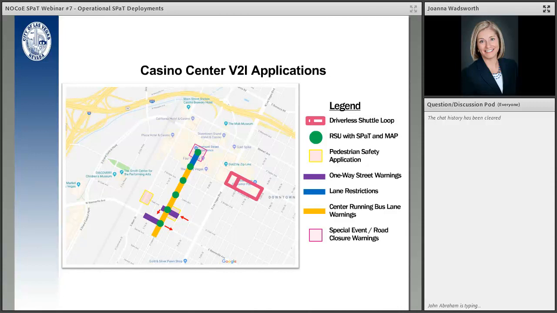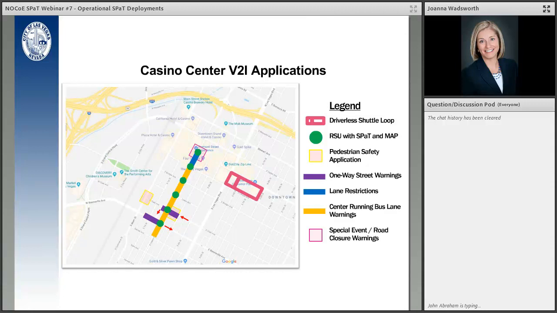Casino Center, for those that have visited downtown, is a main north-south corridor, and it provides connection to downtown destinations, but to the north it has a connection to the freeway, so there's a lot of travel. And it's one of our primary bus routes. It has one general purpose lane in each direction, but exclusive center running bus lanes, so it makes it a very unique corridor in which the V2X technology, we believe, will enhance the safety along this corridor.